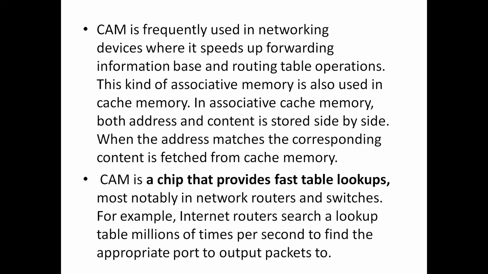CAM is a chip that provides fast table lookups, most notably in network routers and switches. For example, internet routers search a lookup table millions of times per second to find the appropriate port to output packets to. We are aware of routers, and the CAM is also used in routers and switches for the fastest production of the output.